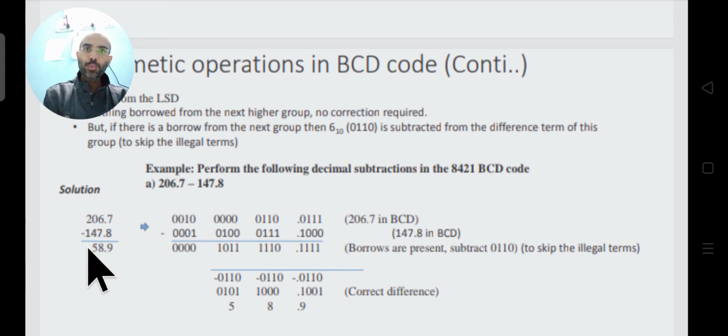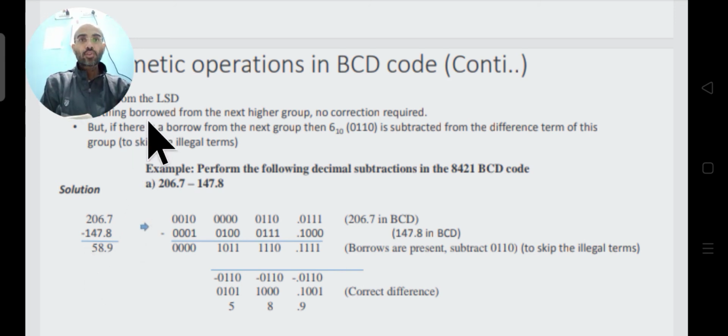Now, if we want to do all of this in BCD, how to do it? If you want to perform the subtraction in BCD, we first have to represent the numbers in BCD. We write each digit in BCD, and then the whole word will be formed. So 2 in BCD will be 0010. 0 in BCD will be all zeros. 6 in BCD will be 0110. 7 in BCD will be 0111. You can verify all of this from your previous table.